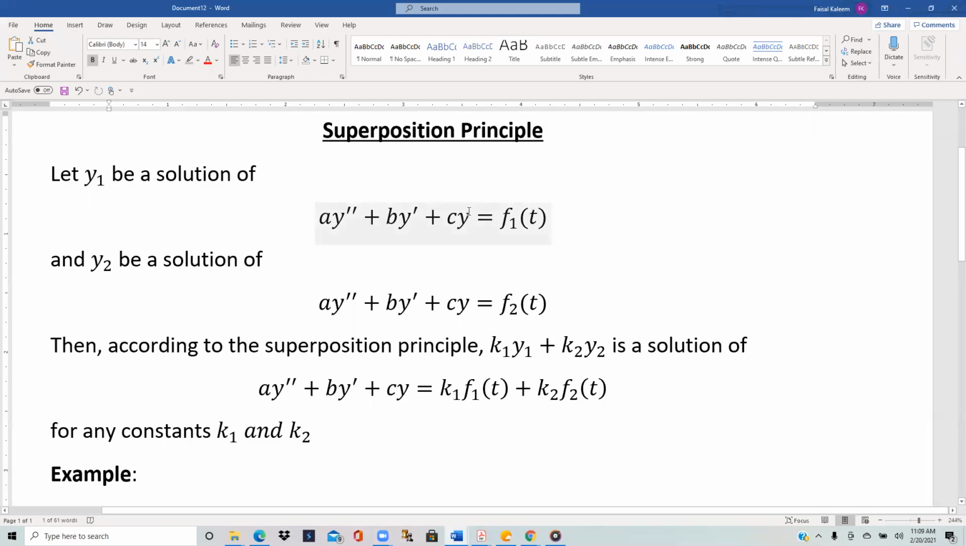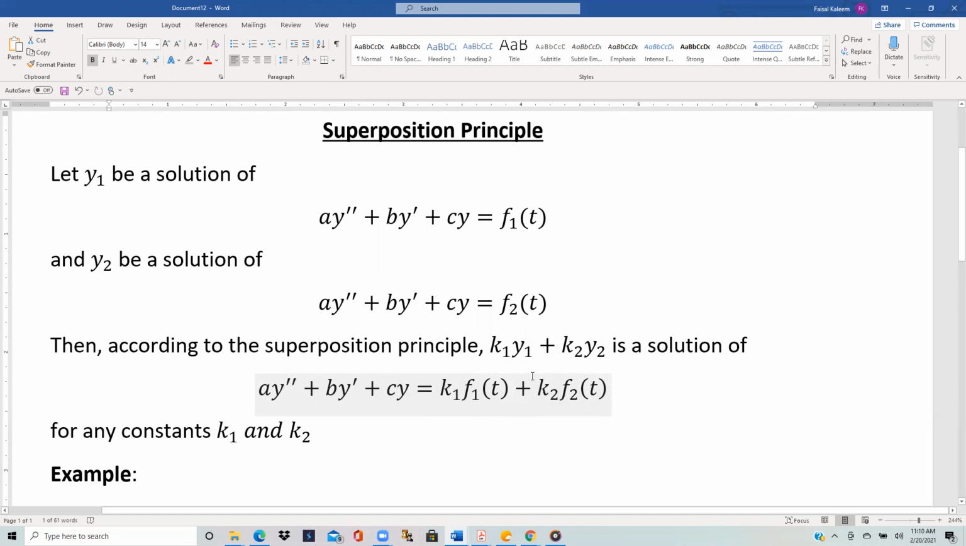Superposition principle. Now, this principle basically says that if we have a solution of a non-homogeneous differential equation, let y1 be a solution of this equation, and y2 be a solution of the same equation but with a different right-hand side, then k1 y1 plus k2 y2 is a solution of the equation where the right hand side is k1 f1 plus k2 f2.